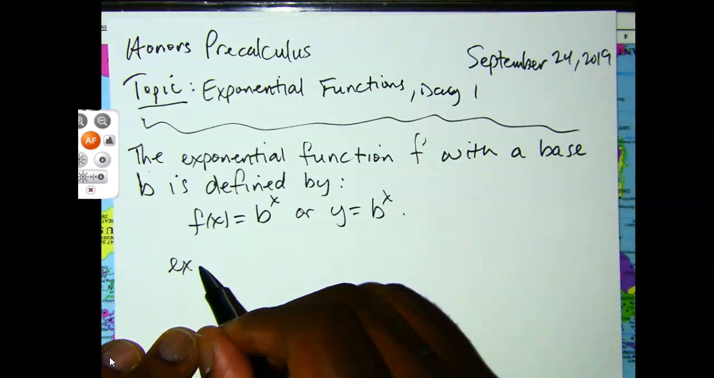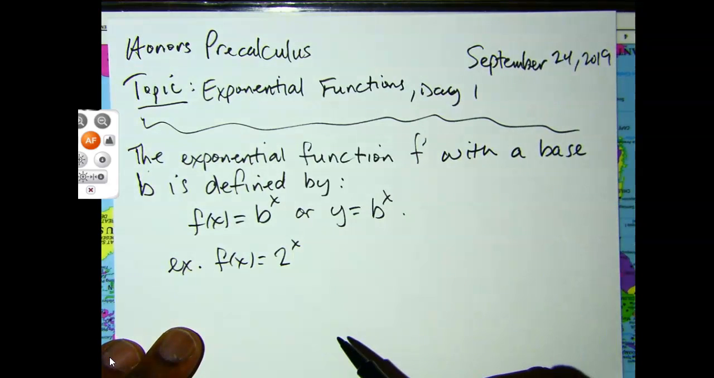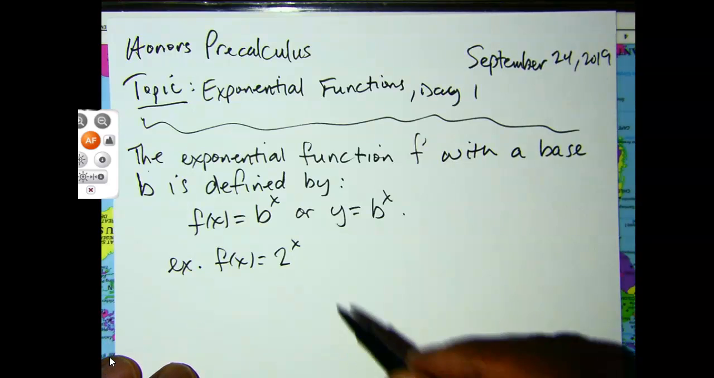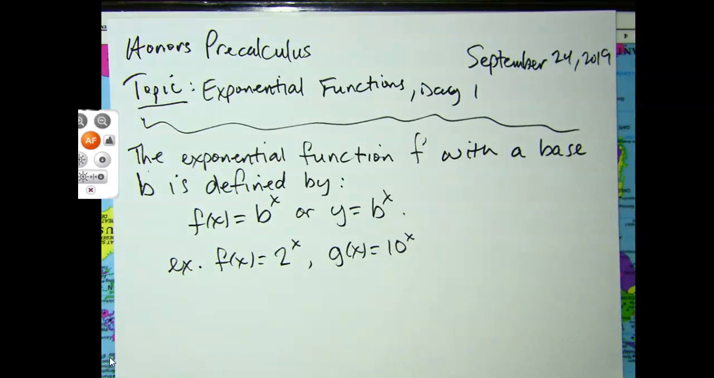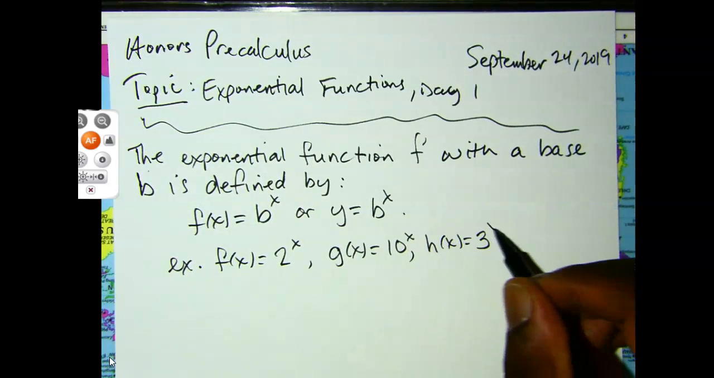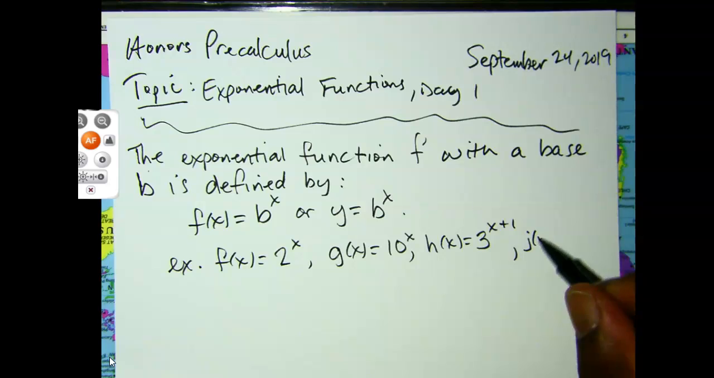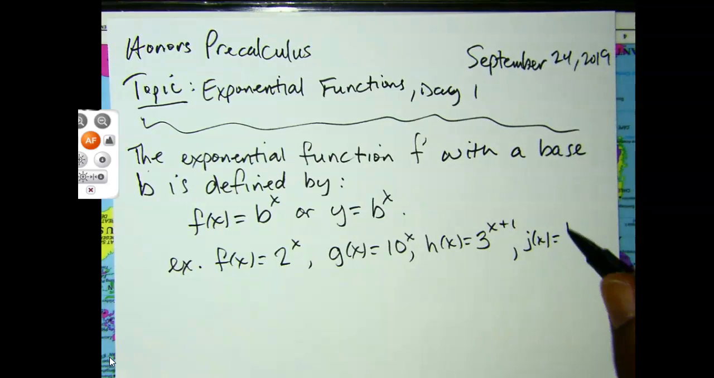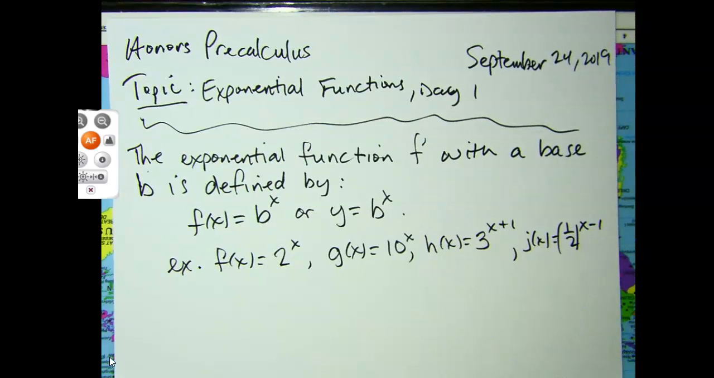So example, f of x is equal to 2 to the x would be an exponential function. G of x is equal to 10 to the x is also an exponential function. H of x is equal to 3 to the x plus 1, and j of x is equal to 1/2 to the x minus 1. So all of those are exponential functions.